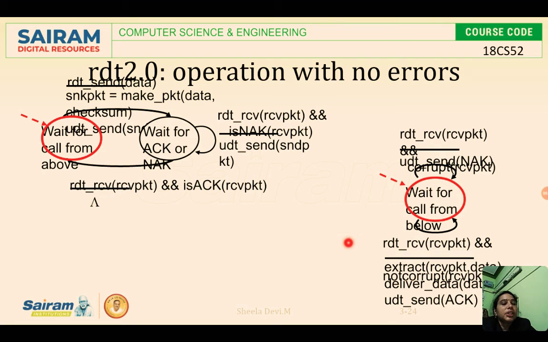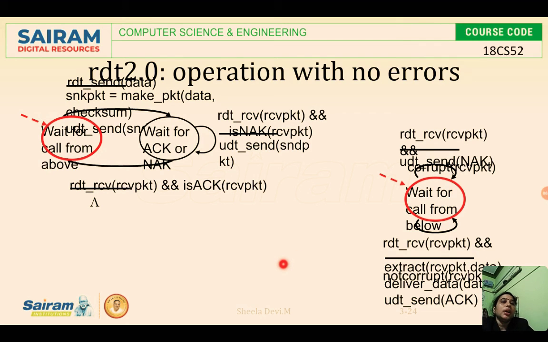If it gets the data correctly, what will it send? It will send udt_send(ACK). So rdt_rcv(rcvpkt) and it is not corrupted, then what will be the action taken? Extract the data from the received packet and deliver the data to the application layer. And one more thing it has to do is send the acknowledgement.